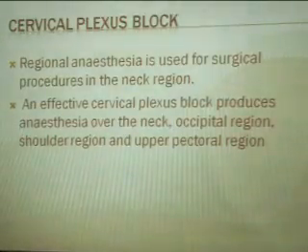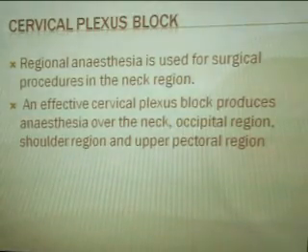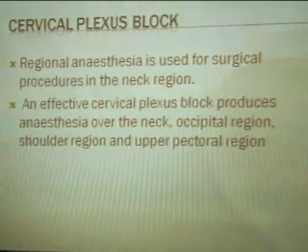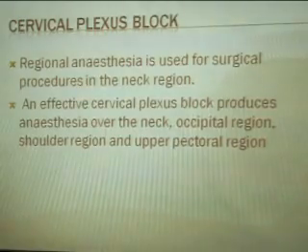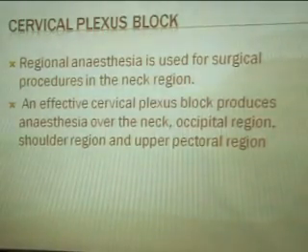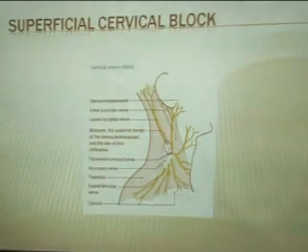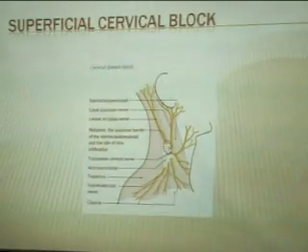So what is a cervical plexus block? This is a regional anesthesia technique which can be used for surgical procedures in the neck region. An effective cervical plexus block produces anesthesia over the neck, occipital region, shoulder and upper pectoral region. It is divided into two parts, the superficial cervical plexus block and the deep cervical plexus block.